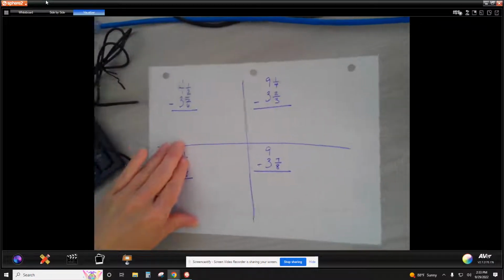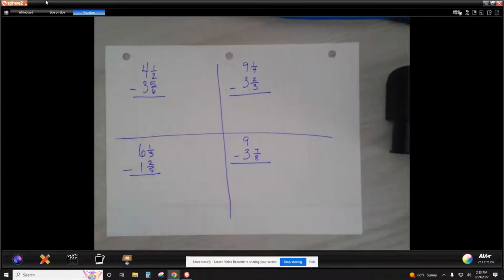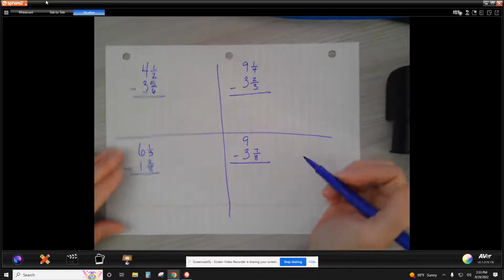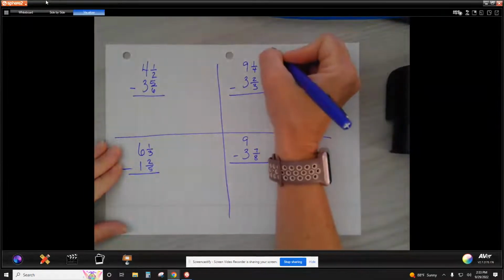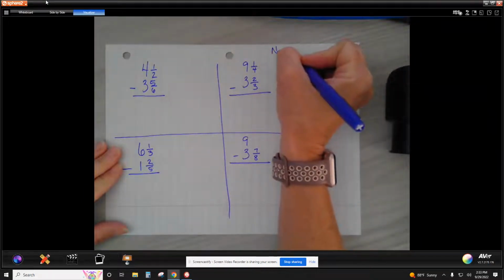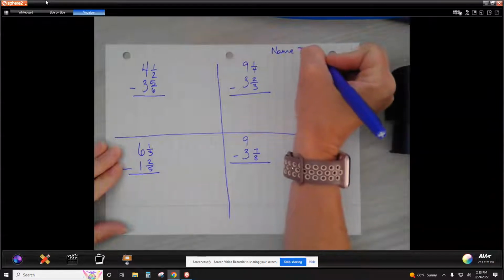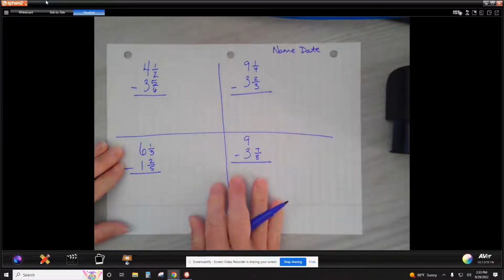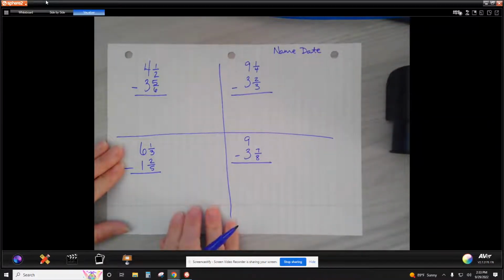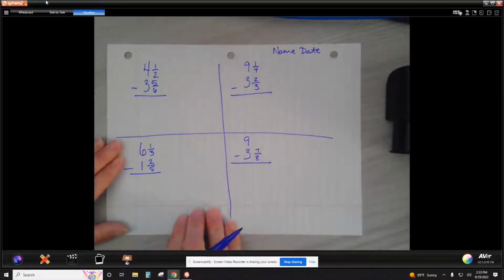All right, guys, we're going to work on more of this subtraction with renaming. It was a little bit of a mess today. Make sure you put your name and the date up here at the top for me. I'm going to go through these. If you want to hit pause and try it on your own and then watch it after, be my guest. But I'm going to get going.